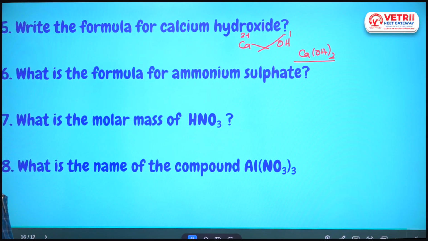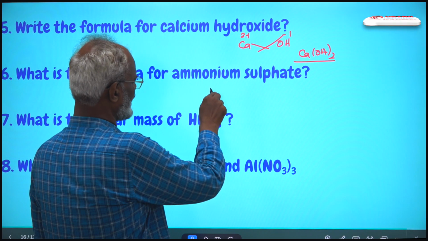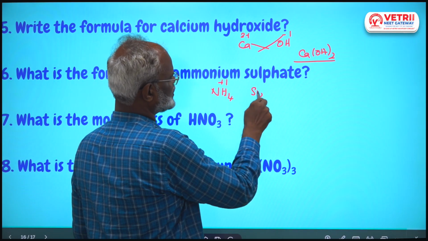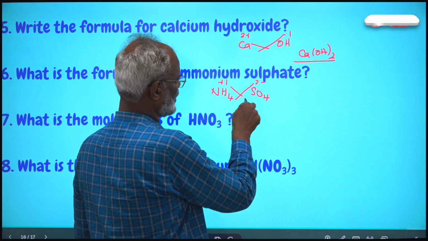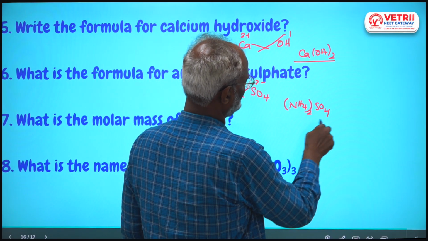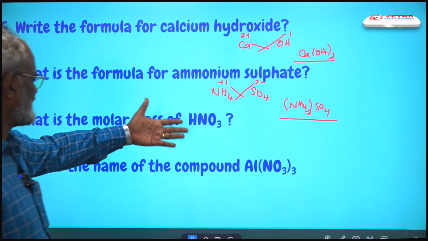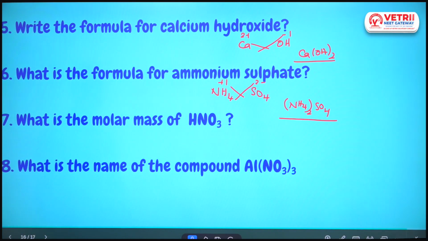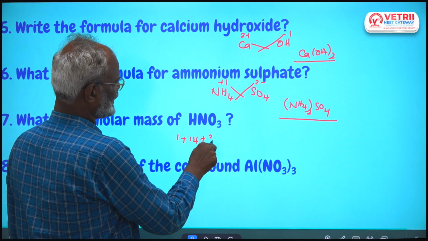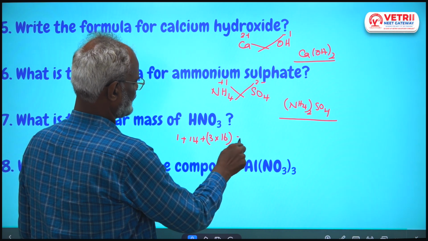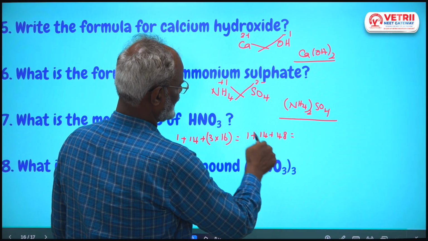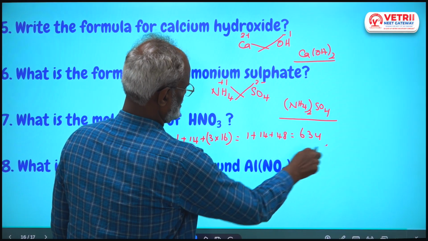What is the formula for ammonium sulfate? Ammonium is NH4 plus 1 and sulfate is SO4 2 minus. So cross this, you will get (NH4)2SO4, ammonium sulfate. Molar mass of HNO3, you have just calculated this, right? So it is 1 plus 14 for nitrogen plus 3 into 16 for oxygen. So it is 1 plus 14 plus 48, which will be 63 U.